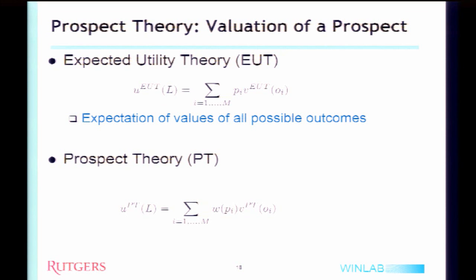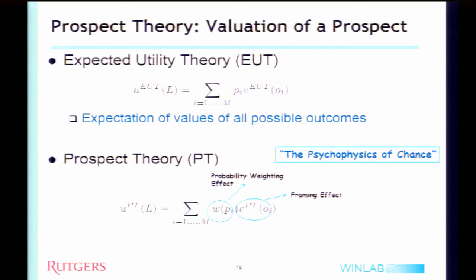So this is a general valuation of a prospect, for EUT and PT. As you can see, for EUT, the valuation of a prospect is the mathematical expectation of all values of outcomes. This p_i here is the probability that outcome o_i will occur. But for prospect theory, this utility, this value should be modified in two parts. The first part is the probability weighting effect. The weight here is not the objective probability anymore. It's a transformed subjective probability. And the value here should reflect the framing effect we talked about before. We think about this as the psychophysics of chance of people.